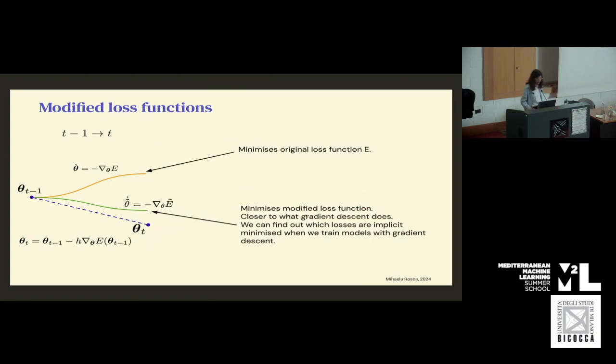So one way to understand what's going on here is to look at another ODE that has another vector field, which is a gradient of another function. This we can call a modified loss function.